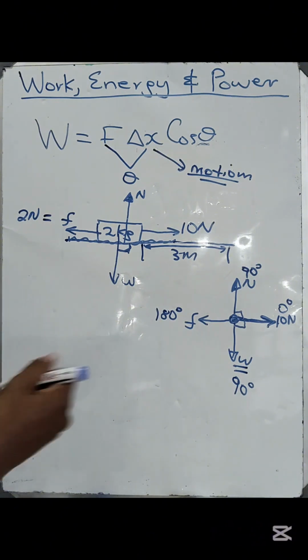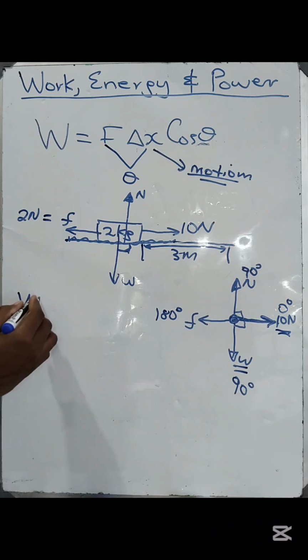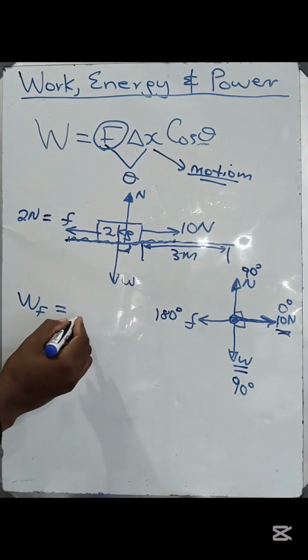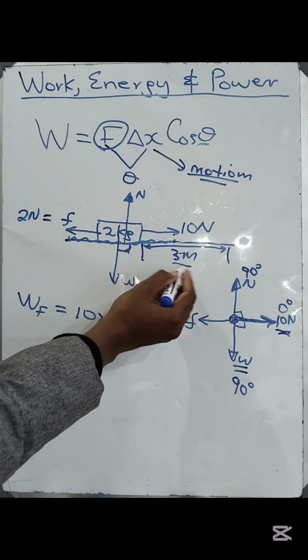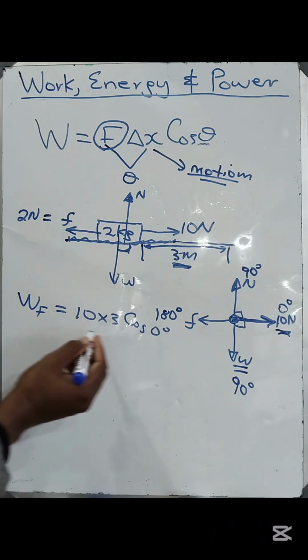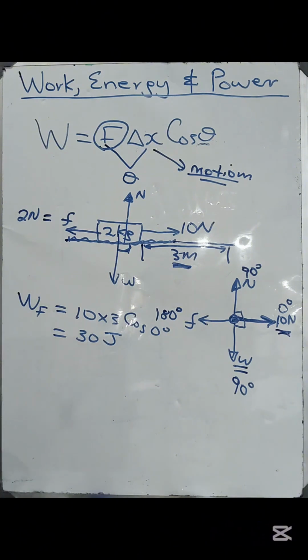The first force that we have here is the applied force, so we can calculate the work done by the applied force. The applied force is 10 newtons times the displacement, which is 3, times cos of the angle, which we said was 0. Then we get 30 joules. It is positive because the force is in the direction of the displacement. Okay, it is positive.